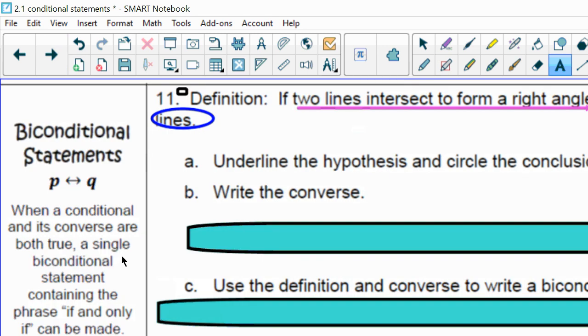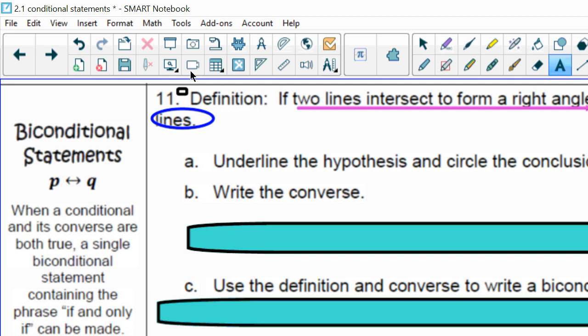Now, biconditional. A biconditional statement basically is when the conditional and the converse are both true. So in our example about the musician and the guitar, the conditional was true, but the converse was false. If they had both been true, then this would have been a biconditional statement, and it would be written as P if and only if Q, which means no matter which way I say this, it's true.